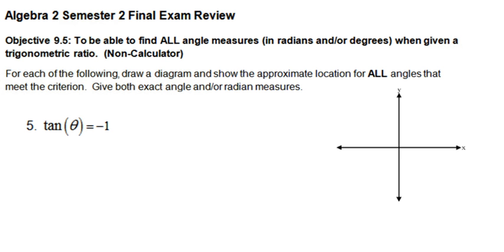Objective 9.5, to be able to find all angle measures in radians and/or degrees when given a trigonometric ratio. This is a non-calculator objective referring to your unit circle. So here we have the tangent of theta equals -1.